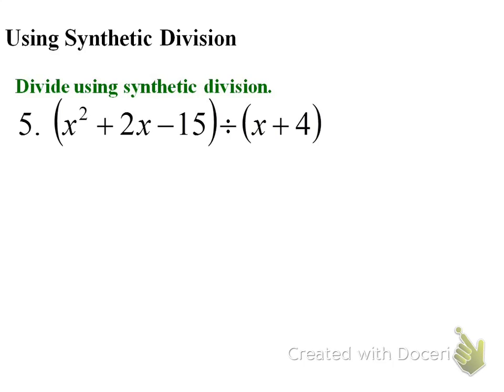So what number is going to go in the box? That's the first thing to worry about. Negative 4. Good. It's what you would put in for x back here to make this term a 0. So negative 4. Then what am I going to write? 1, 2, negative 15. Leave a space. Draw your line. What's next? Bring down the 1.